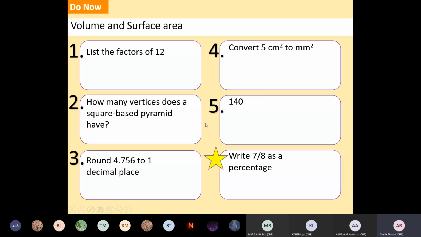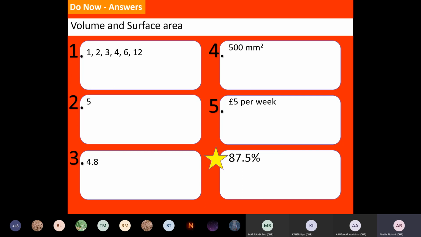Perfect. So, question one is 1, 2, 3, 4, and 12. Question two is 5. Question 3 is 4.8. Question 4 is 500 millimeters squared.